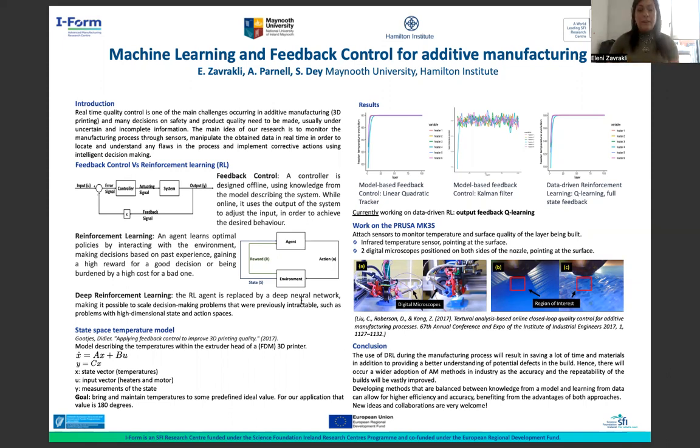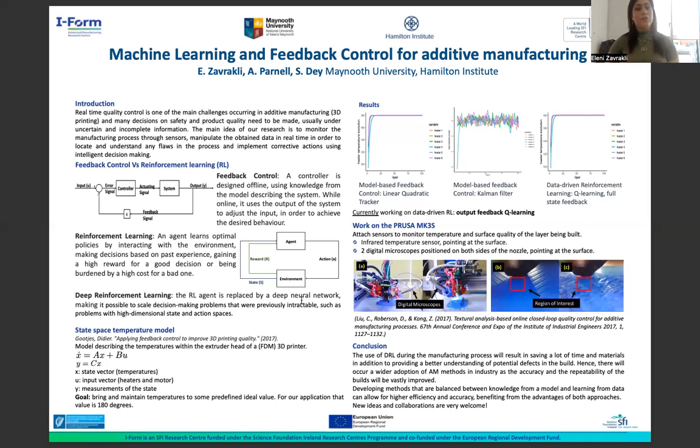Now, the main families of methods that we're working with are feedback control algorithms and reinforcement learning algorithms. In the feedback control framework, a controller is designed offline using knowledge from some underlying model of the system, and then it's brought online and uses the output of the system to adjust the input in order to achieve the desired behavior. While on the other hand, reinforcement learning assumes an artificial agent that learns from interacting with the environments, making decisions only based on its past experience and gaining rewards or getting burdened by costs based on how good the decisions were.